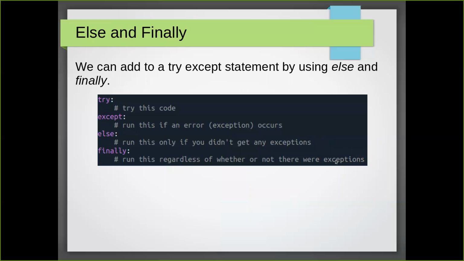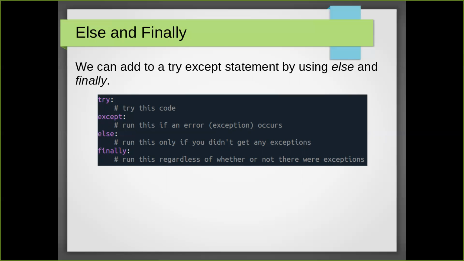Now, as well as try and except, we can add to a try and except statement by using the keywords else and finally. I don't tend to use these so much, but it's worth knowing that they're there. So remember, try says, try this code, do that first. If that goes wrong, then run everything that I tell you to in except.